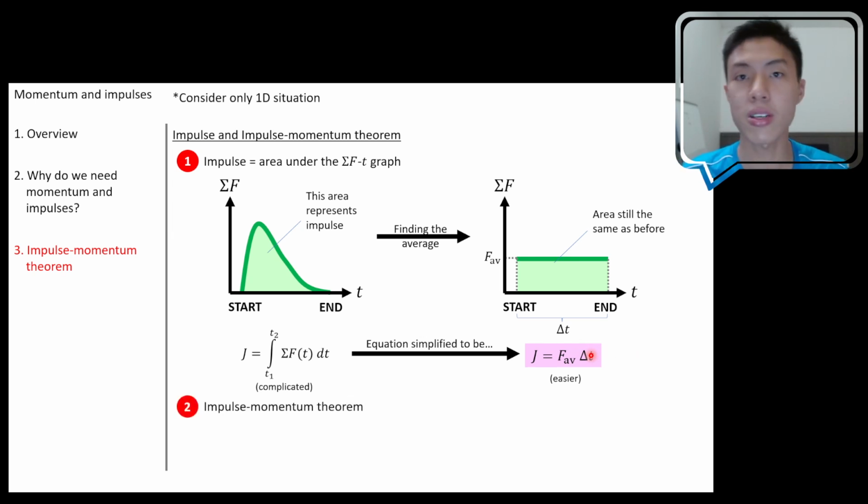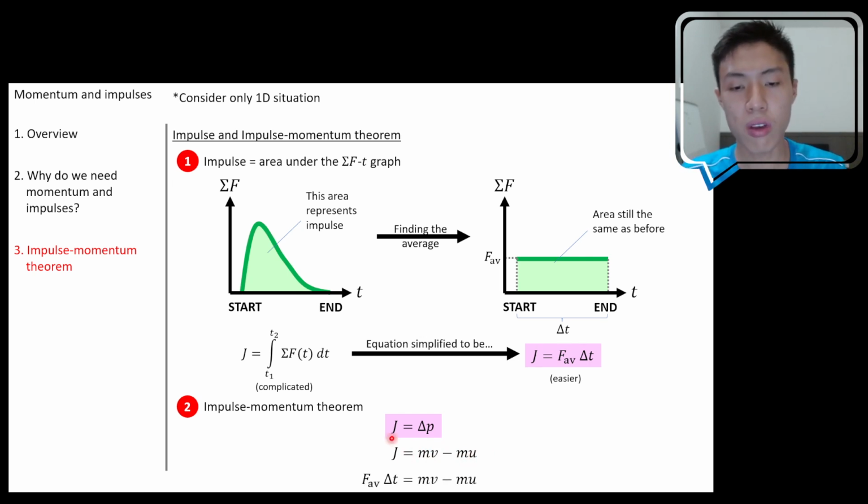The second important message is the impulse momentum theorem. We learned from just now that impulse experienced by an object is equal to the change in momentum that happens to the object. If an object experiences a certain impulse, the object will experience the same amount of change in momentum. If we expand this equation, the change in momentum is just the momentum final minus the momentum initial. Momentum final is just mass times the final velocity. Momentum initial is just mass multiplied by the initial velocity.